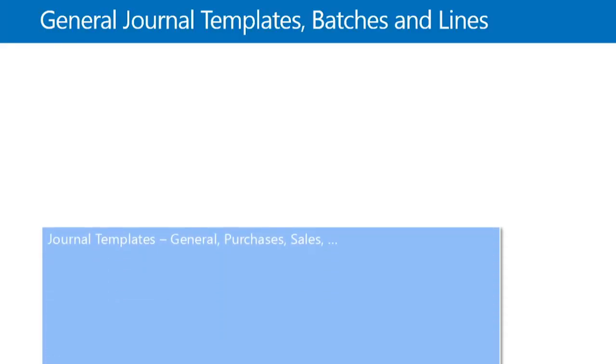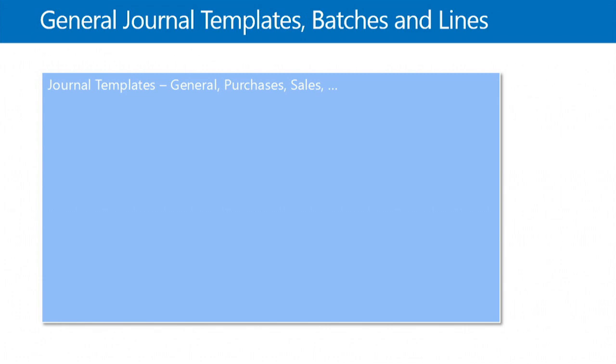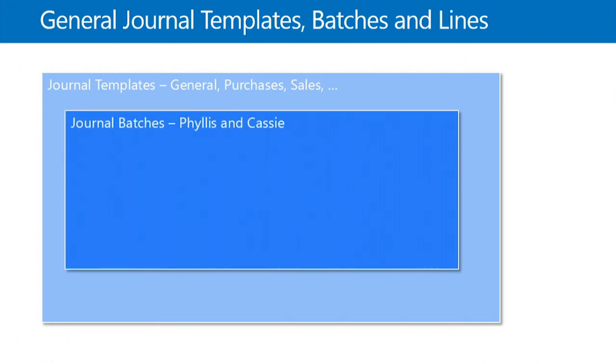Let's have a look. So the first and commonly known layer is the journal template, which everyone also knows as a journal. Here you can see some examples. General journal, we have a purchase journal, a sales journal, and so on. But what we typically have in NAV is that a journal can have 1 or more journal batches. Which means that we can divide the journal template into different batches. And here you can see an example of how you can use batches.